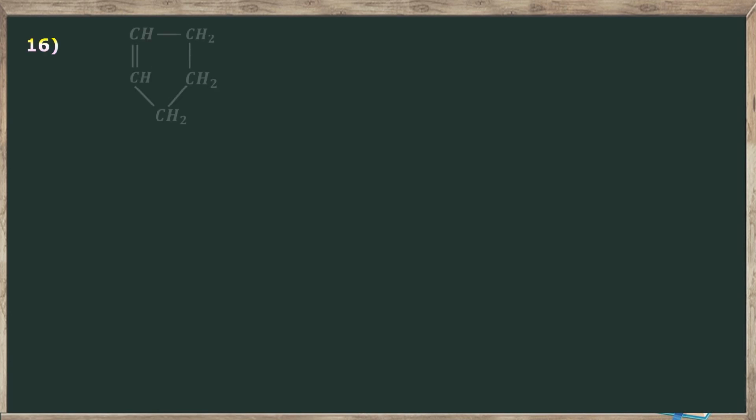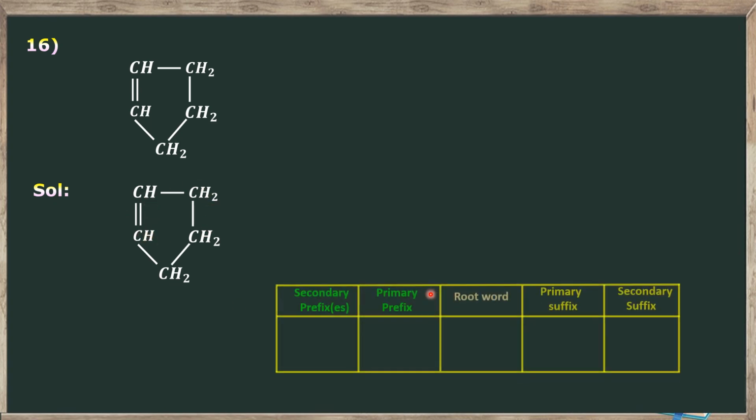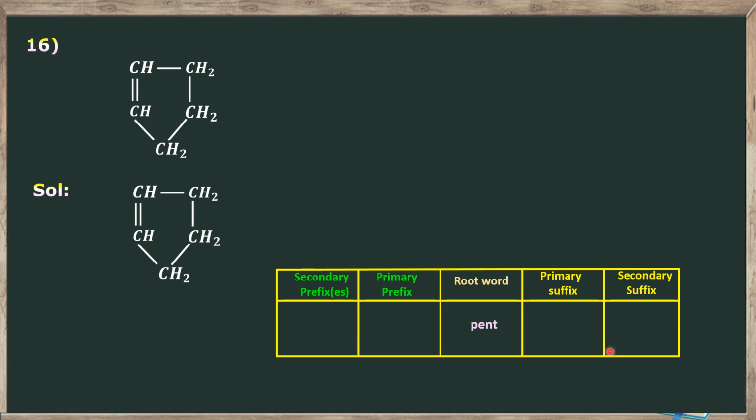Next problem number 16. Solution. It is similar to the previous problem only. The only thing is that a double bond is present in the ring. Root word pent, 5 carbon atoms are there in the ring. Primary suffix is ene because a carbon-carbon double bond is present in the ring. Primary prefix is cyclo. IUPAC name: cyclopentene.